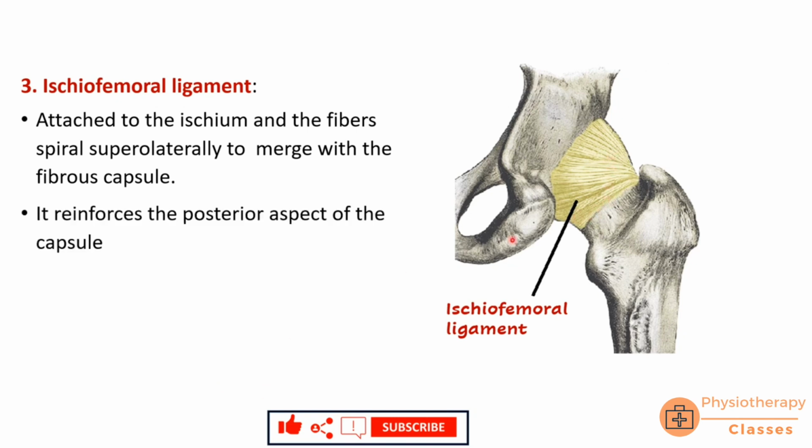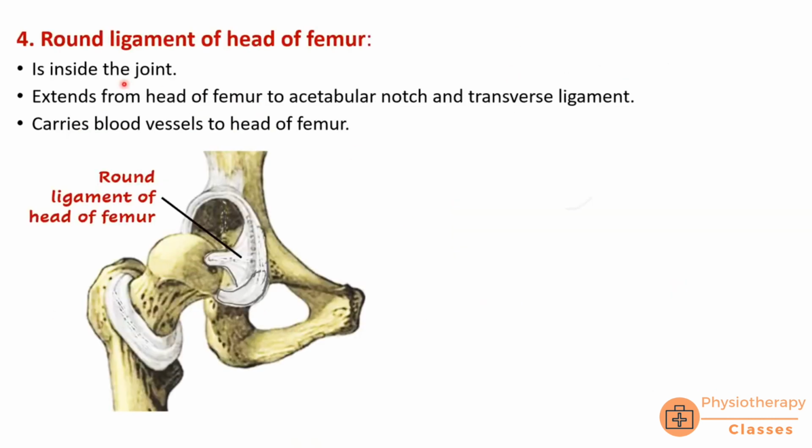This ligament reinforces the posterior aspect of the fibrous capsule and it limits the medial rotation of the hip joint. We saw that the iliofemoral ligament prevents hyperextension of the hip joint, the pubofemoral ligament limits abduction of the hip joint, and the ischiofemoral ligament limits the medial rotation of the hip joint. The fourth ligament is the round ligament of the head of the femur.